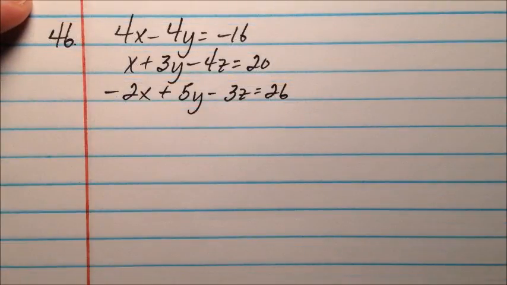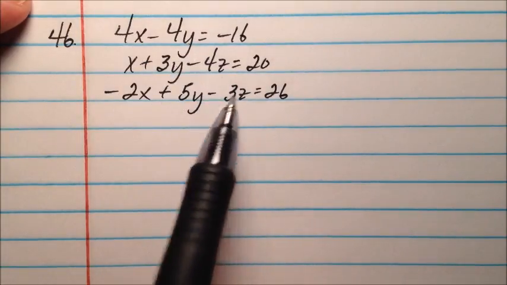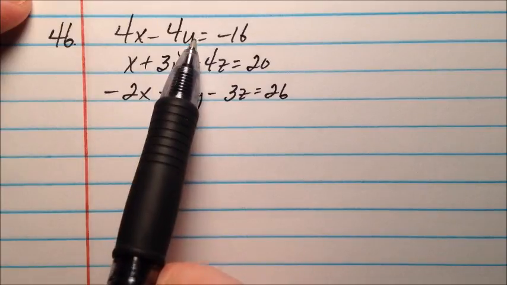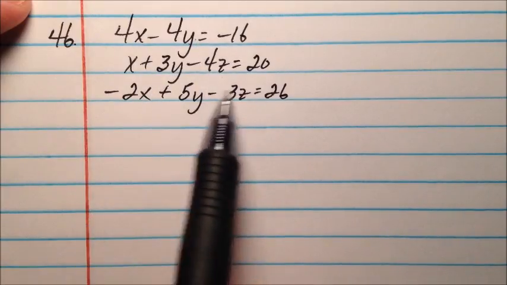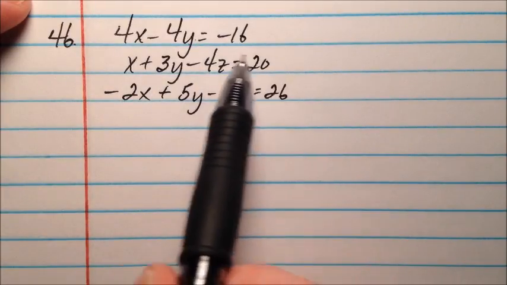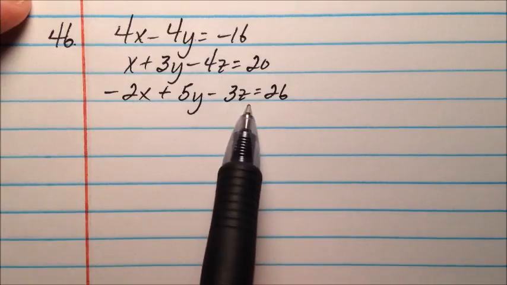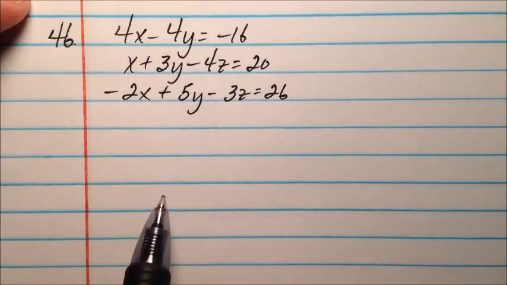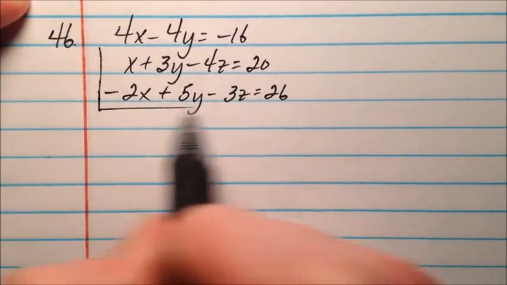In this final problem, number 46, I see that I have x, y, and z's that I'm looking for. The first equation has an x and a y, and the other two equations have everything, x, y, and z. So I bet if I took these last two equations and eliminated z, I could put the x and y that's left over with the x and y in the first equation. So let's go ahead and do that.